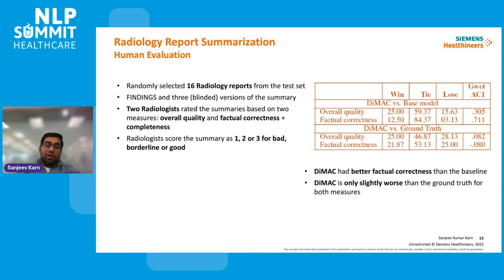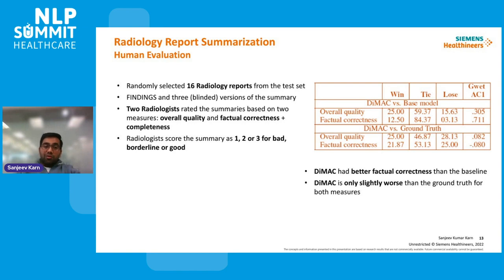In addition to the quantitative evaluation using ROUGE metrics, we also did some human evaluation. We asked two certified radiologists to qualify some of the radiology reports. We selected 16 radiology reports from our test samples, and we gave these radiologists the findings and three different blinded versions of summaries. One coming from differentiable multi-agent actor-critic, another from the baseline model, which is the single agent actor-critic sentence rewrite, and the third one is the ground truth summary written by the radiologist.